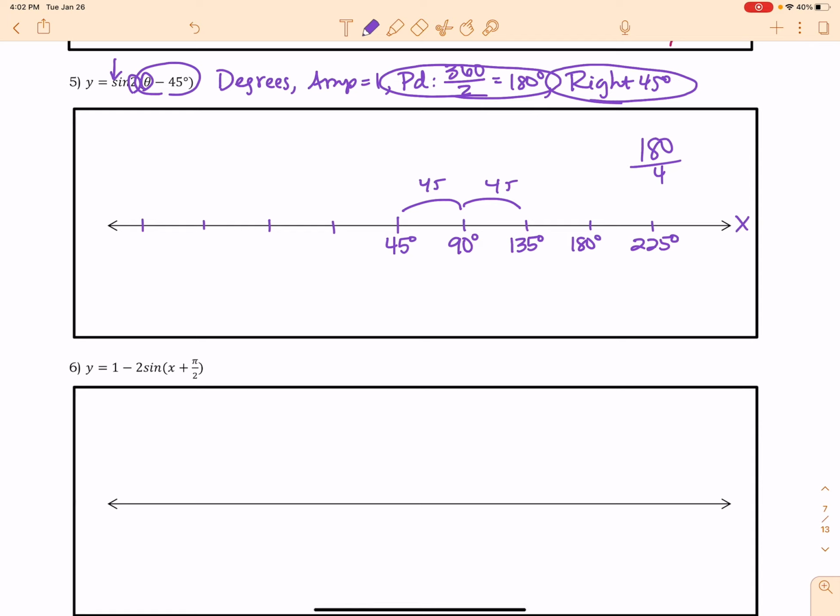All right, and this makes sense since you've moved the graph that 45 degrees to the right. That's why it looks like this, okay? So I don't want anyone to freak out. Too late, Miss Griggs, we're already freaking out.